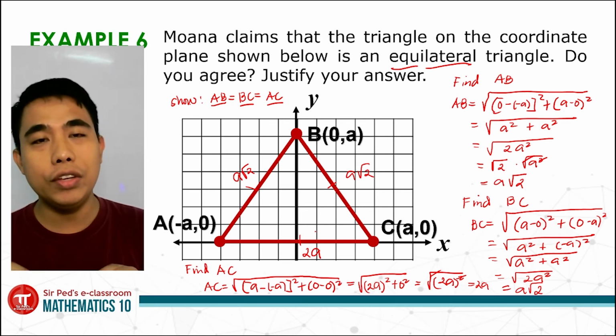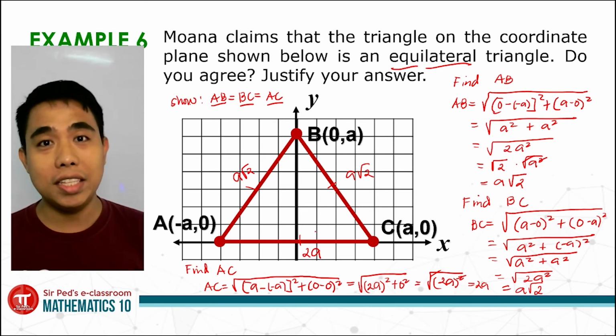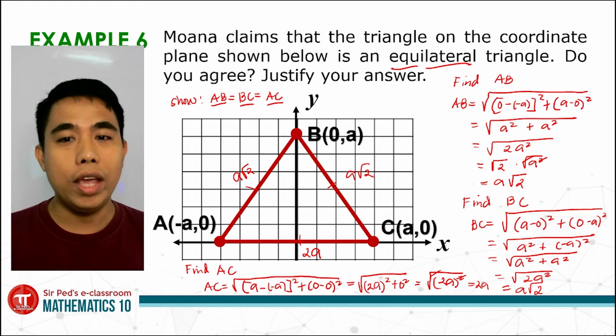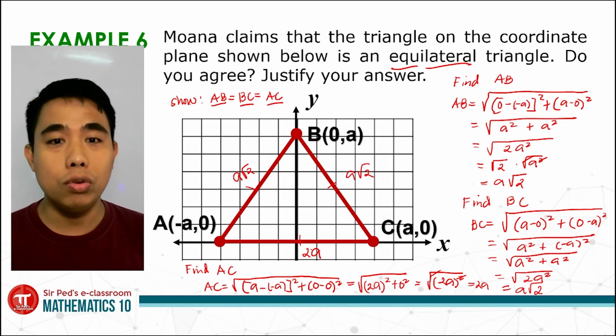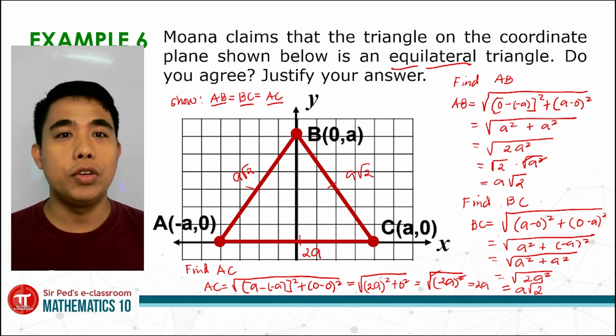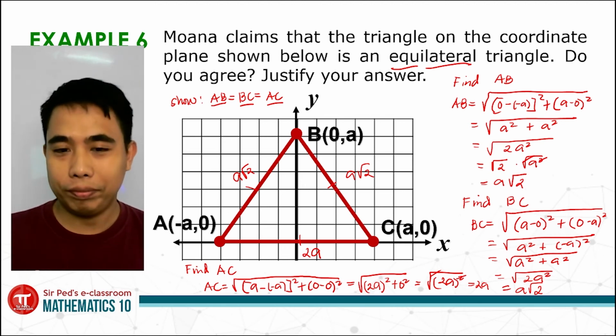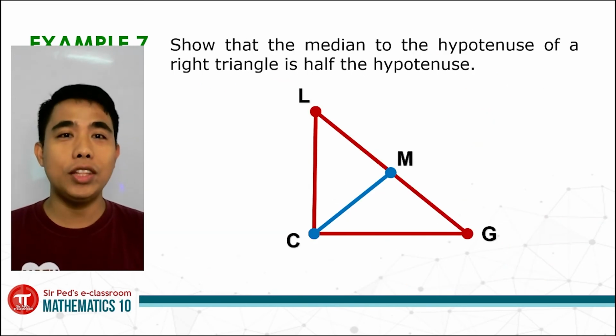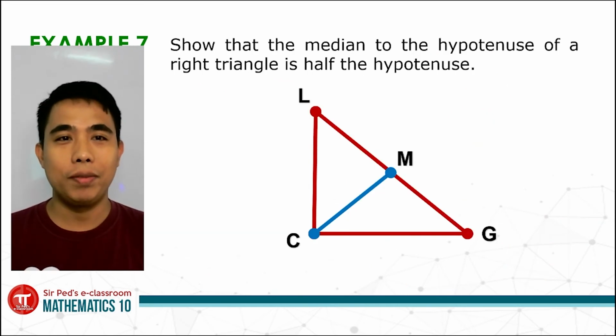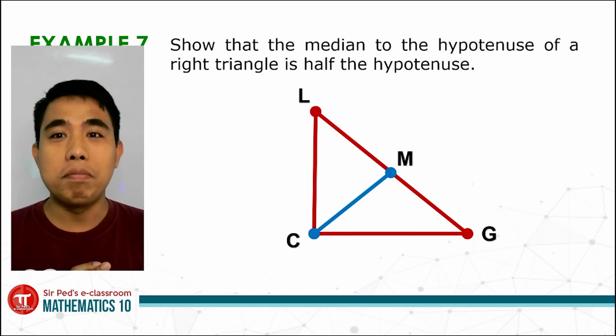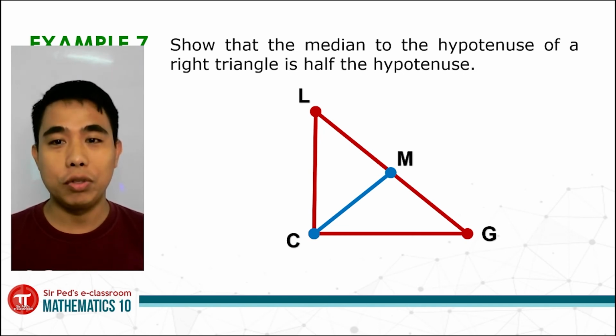Since yung value ni AC or yung length ni AC is not equal to a the square root of 2 and it is equal to 2a, which means yung claim ni Moana is not correct. Instead, yung triangle is an isosceles triangle since two sides are equal. Now, let's proceed to example number 7. Show that the median to the hypotenuse of a right triangle is half the hypotenuse.